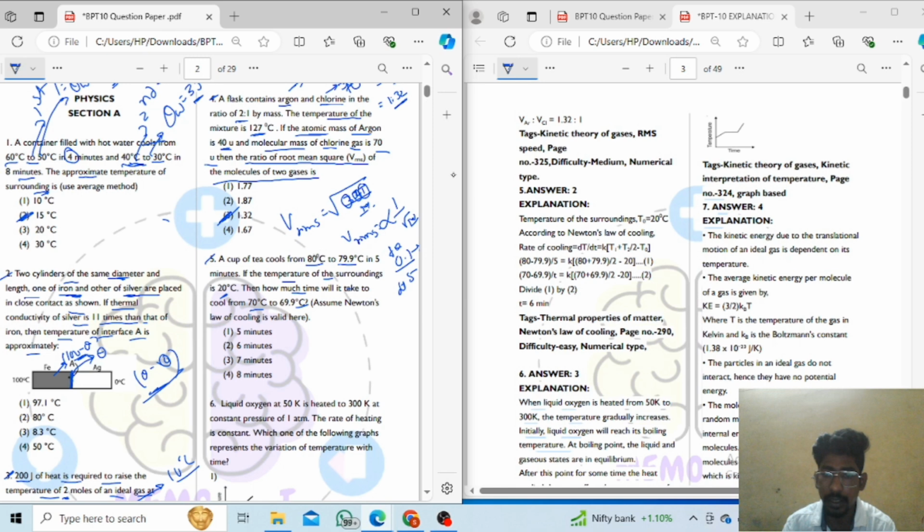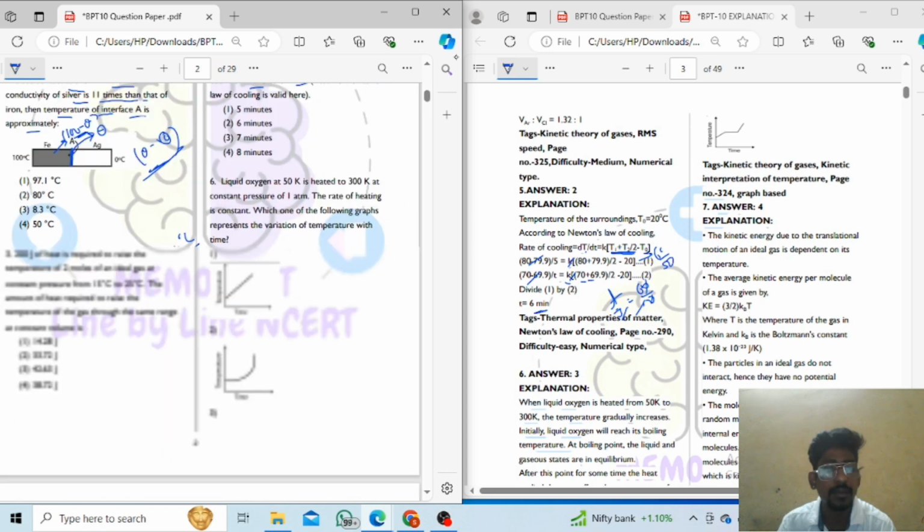Question 6. A liquid at 50 K is heated at constant pressure of 1 atm. It is still a gas in the final state. The rate of heating is constant. Which one of the following graphs represents the variation of pressure with temperature? The liquid is heated, so the temperature is rising to 300 K, and the pressure is constant. Pressure is constant means this follows the formula of Charles's law.